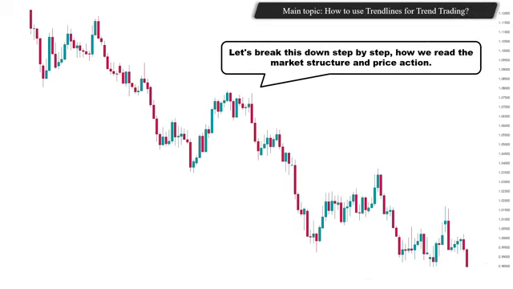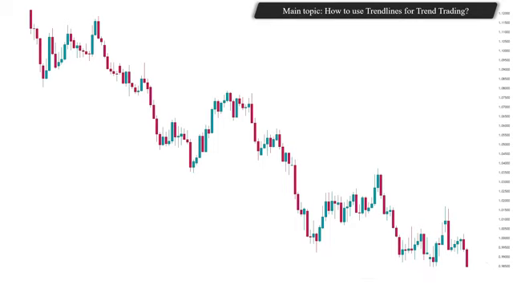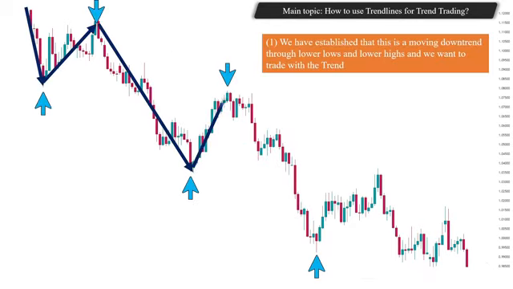Let's break this down step by step, how we read the market structure and price action. In this example, we only use one time frame to explain things, which is the daily time frame. Later in this video, we will show you how to use multi-time frames. So first, it is obvious that this is a moving downtrend as the price is making lower lows and lower highs. So we want to trade in the same direction as the moving downtrend.